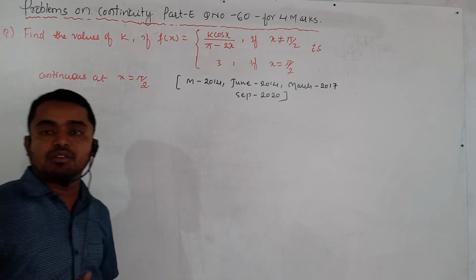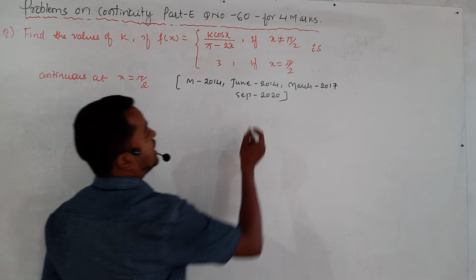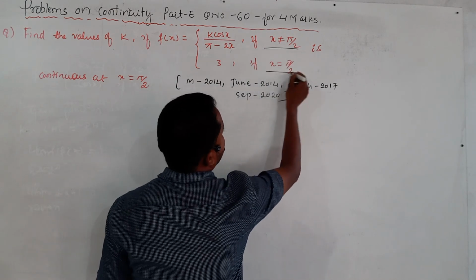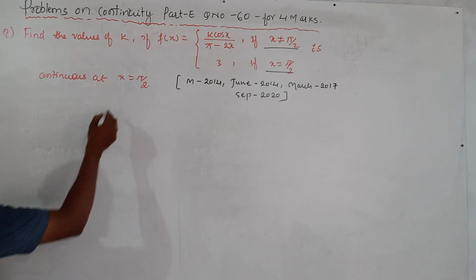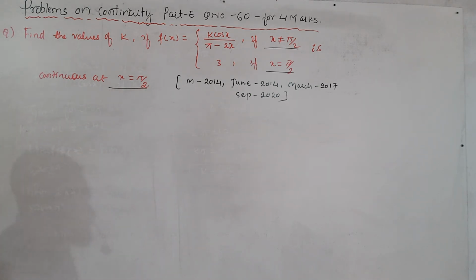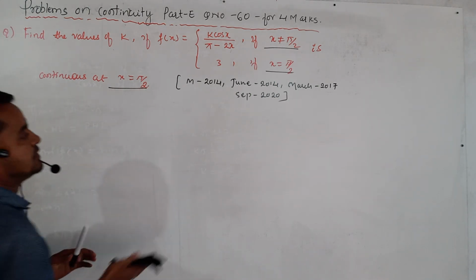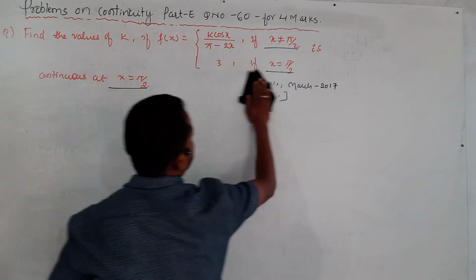See the condition here. Till now we did the previous problems with less than or greater than, that is the LHL and RHL concept. Here the conditions are equal to and not equal to, and it is continuous at x is equal to pi by 2. Write the first step of the solution.